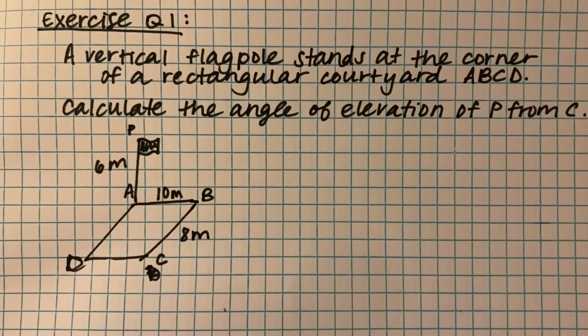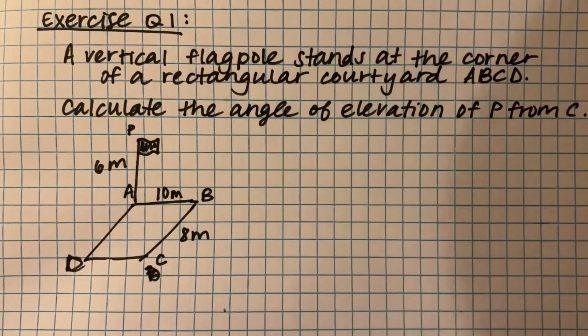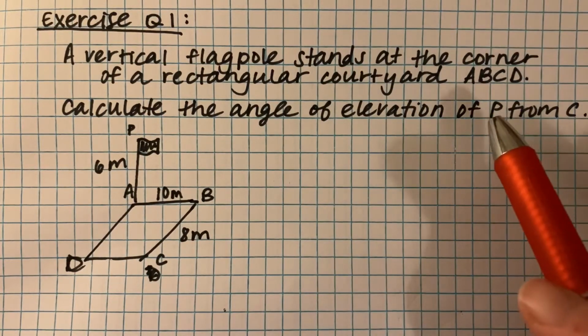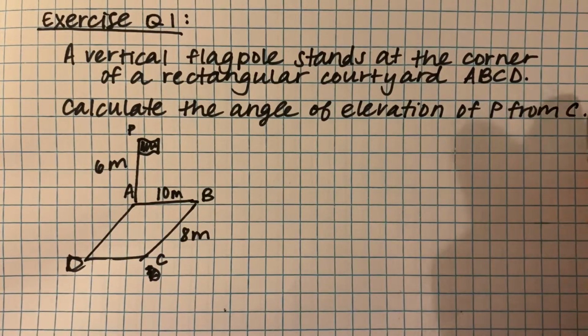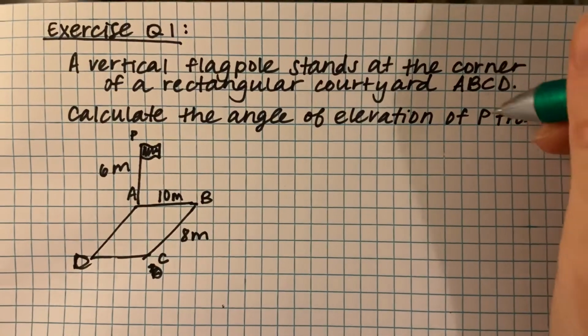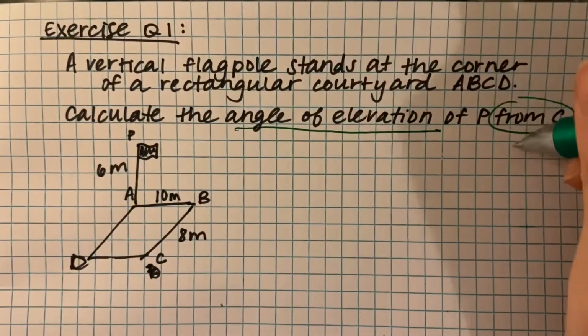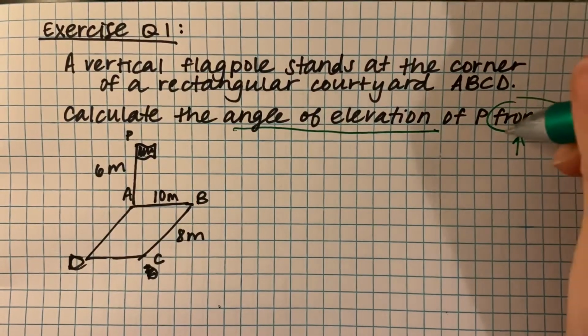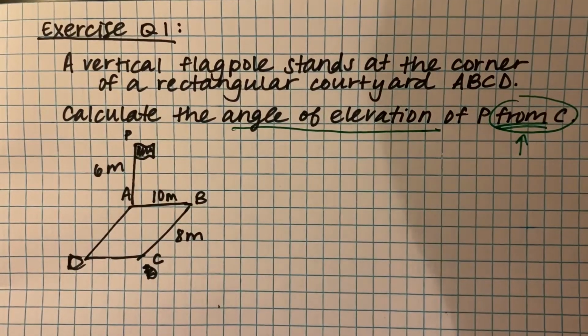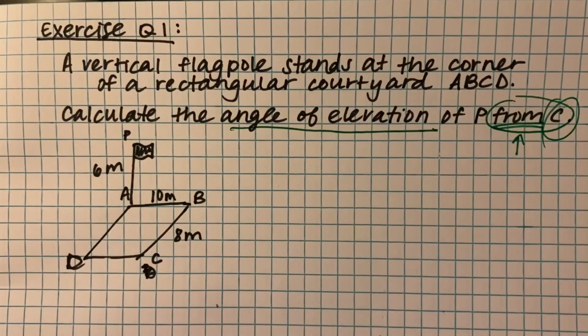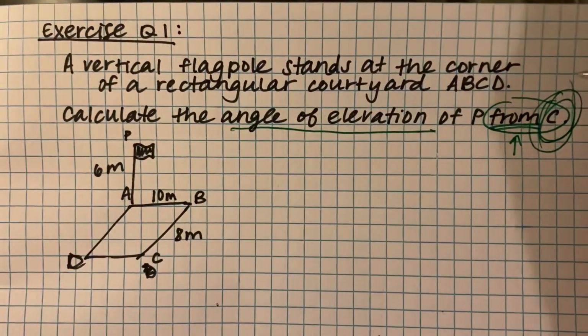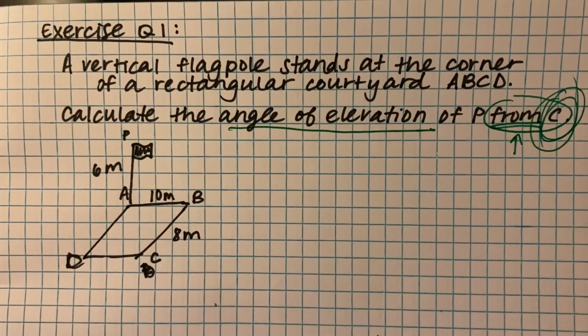So in exercise 1, we're given this cute little picture, a flagpole, and we're asked to find the angle of elevation of P from C. So "from" is always the starting point, especially when we're asked for an angle of elevation, but it's also true within bearings. When you see the word "from," that means we start from this point, or we're measuring the angle from this point or at that point.